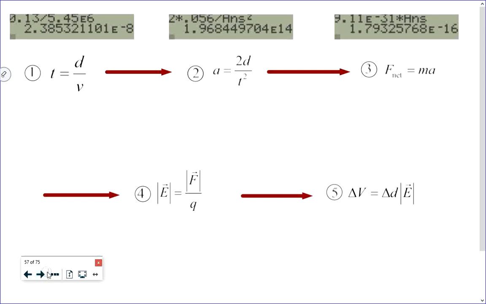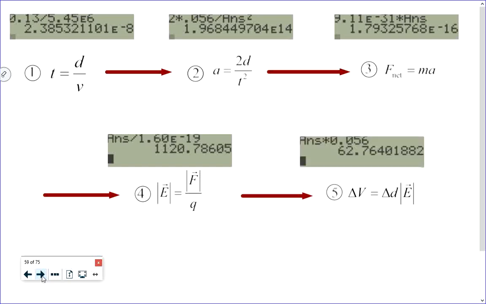When I take that force and I divide by the charge to get the field, I get an electric field of about 1121 volts per meter. And then when I multiply by the voltage, I get 63 volts. So how many of you got the right answer? Okay, good. And I know a few of you are still crunching some numbers, and that's fine.